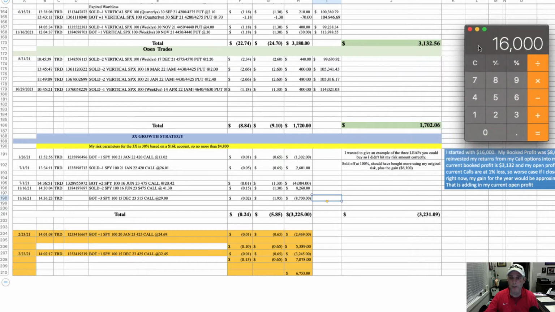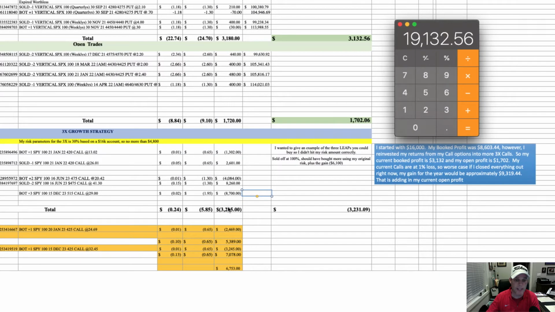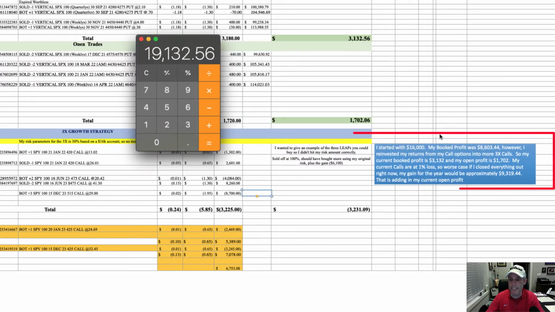If we take the $16,000 and add in the $3,132 of booked profit, we're at $19,132. If I wanted to end this strategy right now and close out every one of my positions, let me show you. I have it down here in blue. You can see it down here. My overall profit for the year would be approximately $9,300.